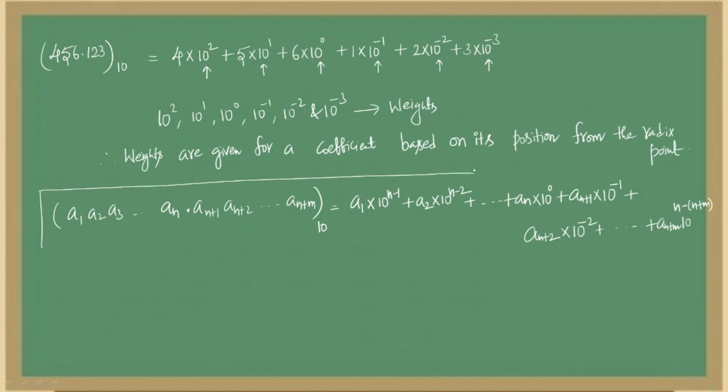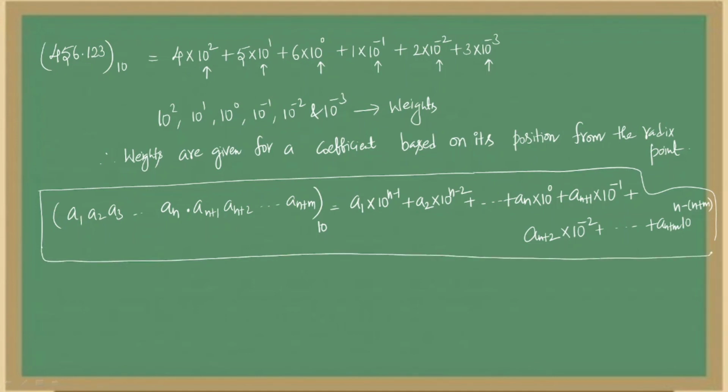So this is another generalized mathematical equation, the summation of the product of each coefficient and its weightage. So in a decimal number system, if you want to get a particular value, you need to take the summation of products of coefficients and their corresponding weights or weightages.